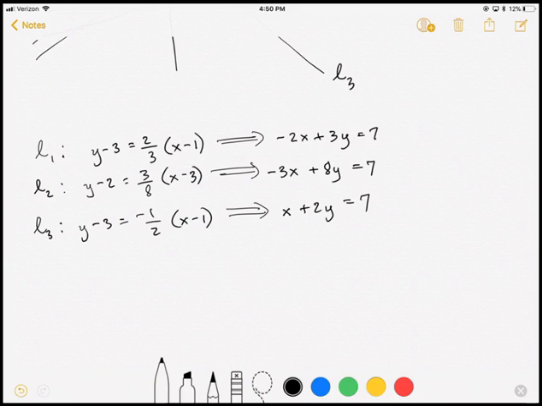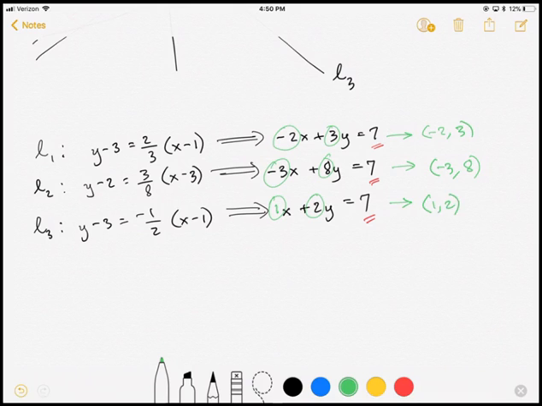Now, once we have written them in standard form, and made sure that each of these right sides are positive, which they are, then we can figure out what our gradient vectors are. As we did in the previous example, the gradient vector is just the coefficients. So for this one it's -2, 3. For this one, it's -3, 8. And for this one, it's 1, 2. So we have our gradient vectors.